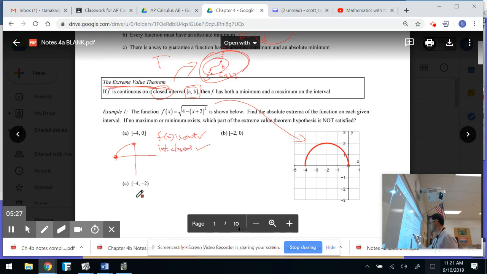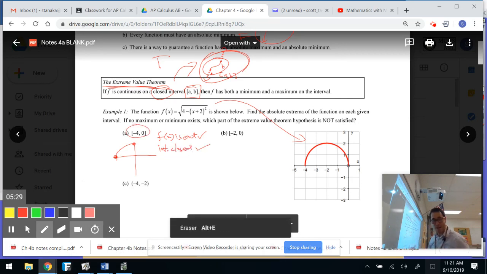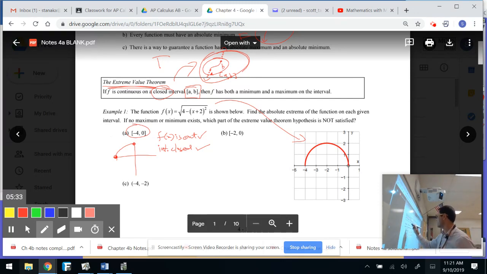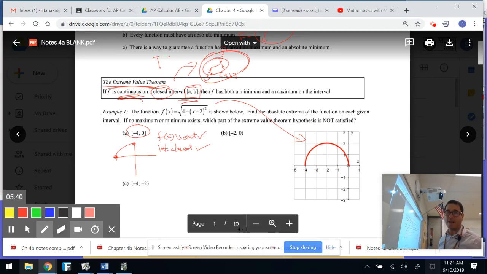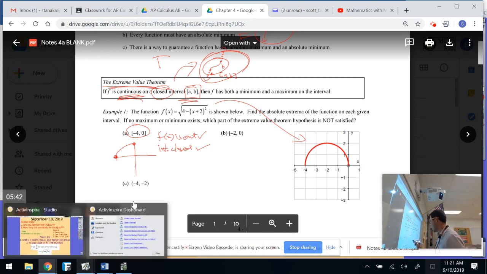Is the interval closed? Check. That's what those brackets mean, right? And guess what? If those two things are satisfied, and those are the only two things I need in the hypothesis of the EVT, then that means I have to have a max or min. Do I, class? Heck yeah, I do.